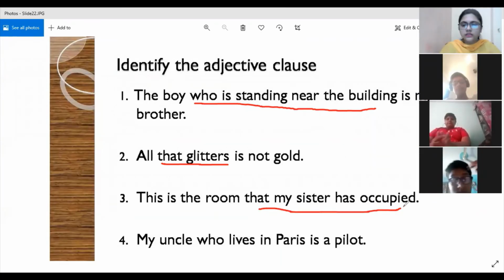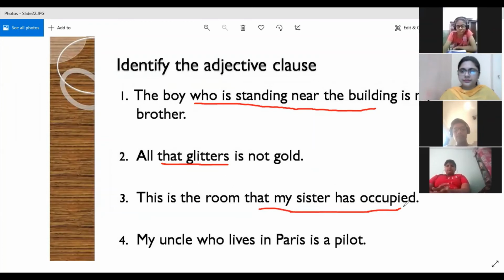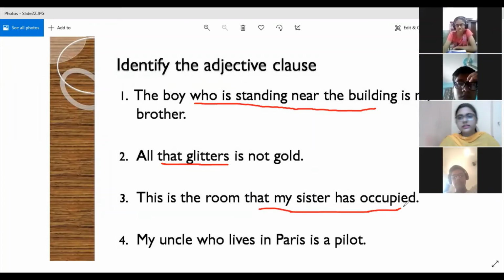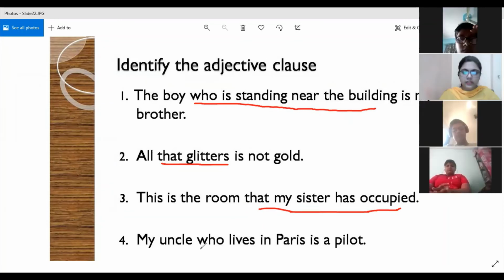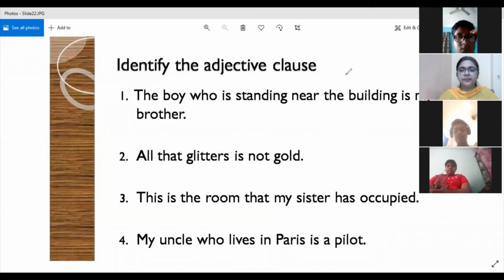Last one, my uncle who lives in Paris is a pilot. Okay, yes, Inshra. Who lives in Paris? Very good. And where is the main clause? Main clause, my uncle. Only my uncle? What will happen to My uncle is a pilot. Correct. So now you people are getting the rhythm.